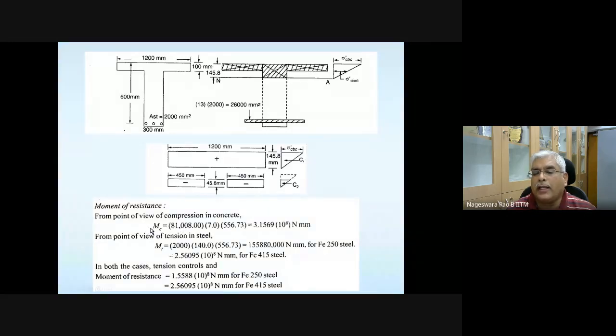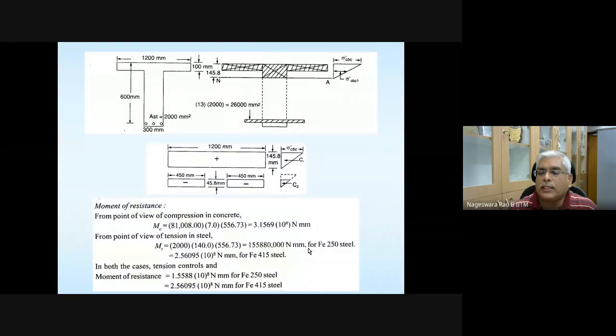So you get the moment capacity from the compression of concrete point of view. Similarly, you calculate the moment of resistance from the steel point of view: area of steel multiplied by permissible stress in steel, which if it is Fe 250 is 140 Newton per mm square, multiplied by the lever arm. MC and MT, whichever is the least, is going to be your moment of resistance of the section.